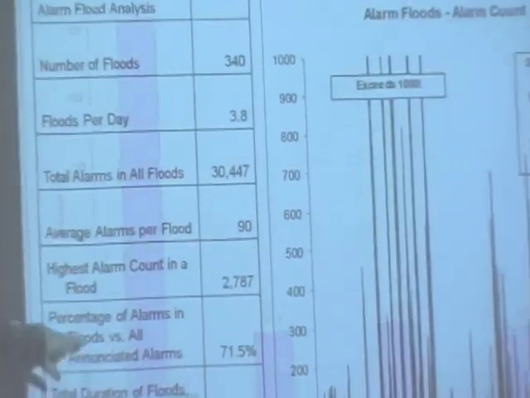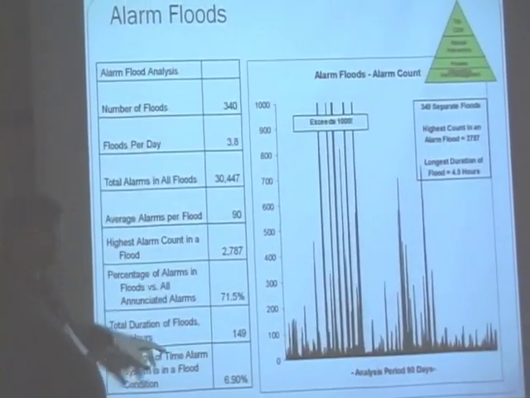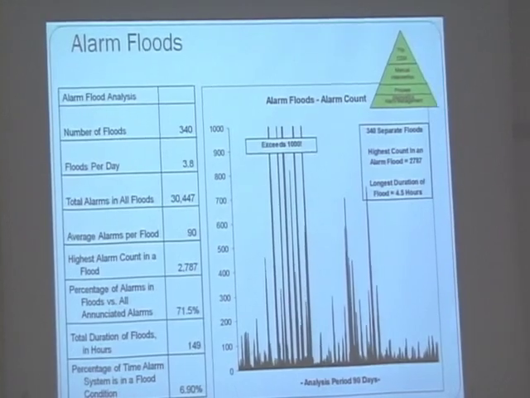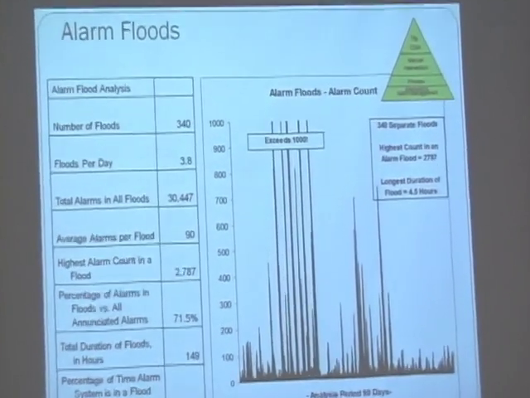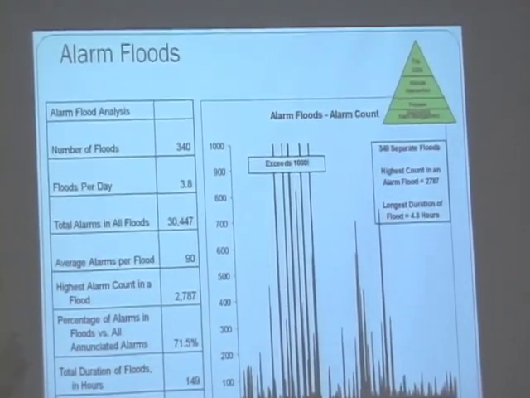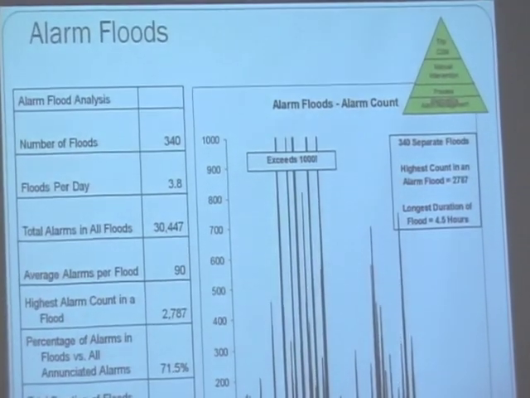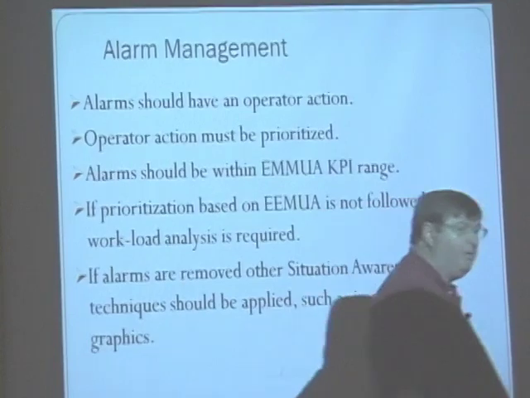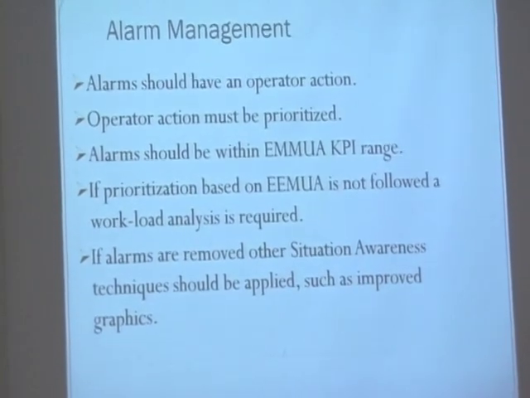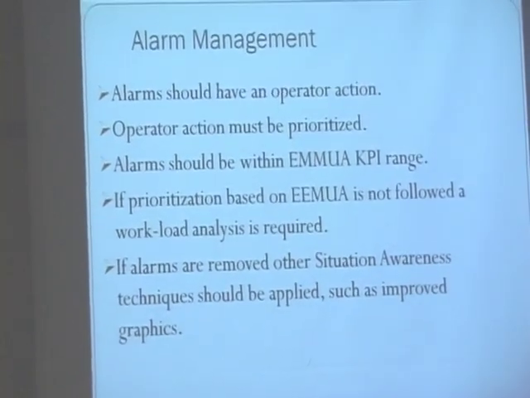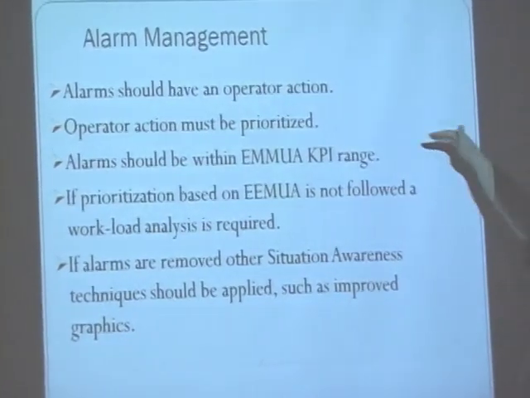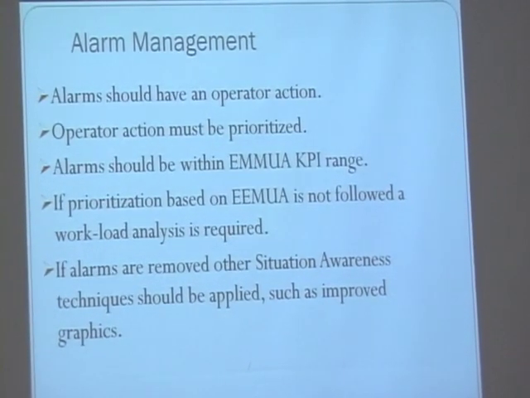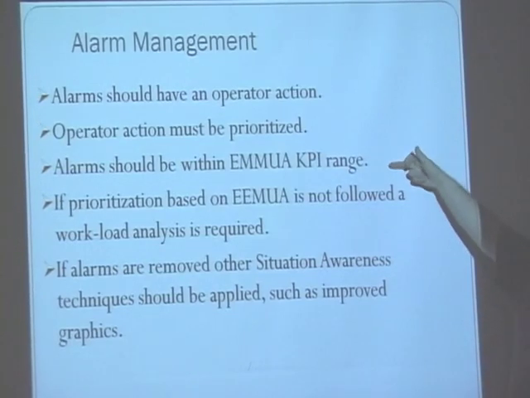Go through your alarm system and start generating some metrics, and we're going to do that partly for the study we're doing today with the staffing. We're going to take a snapshot of the alarm system to see how it's impacting the operators. And we want the number of operator moves. Every alarm should have an operator action. If there's no operator action, it shouldn't be an alarm. Every alarm should have a priority, and that priority needs to be well thought out. Alarms should be within the EEMUA KPI range.